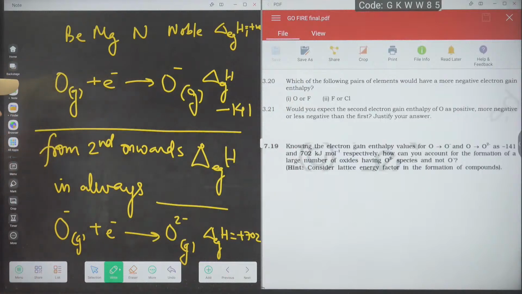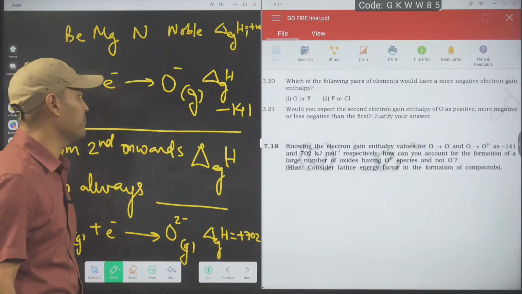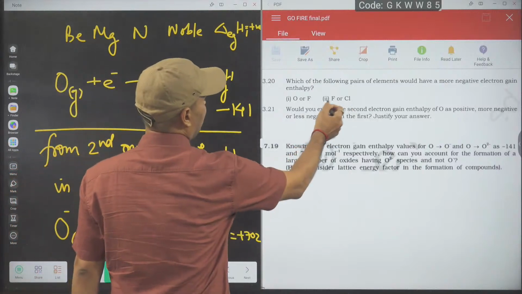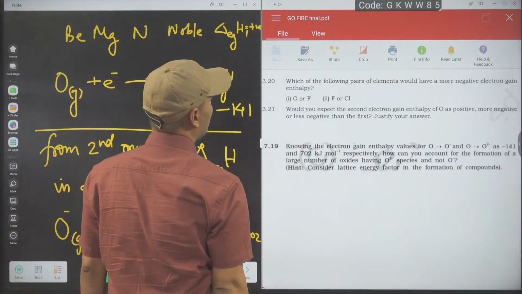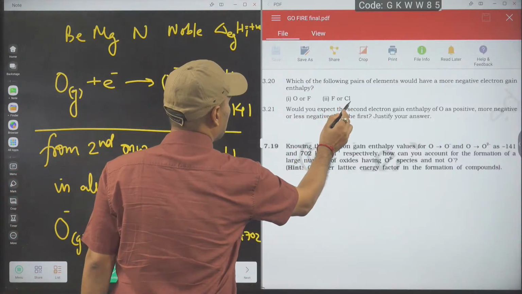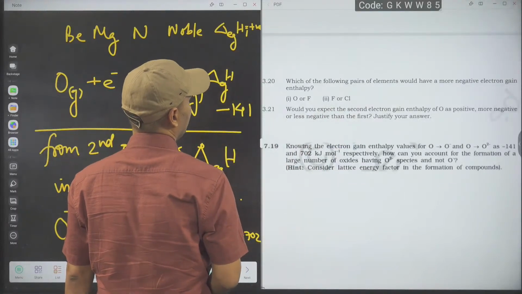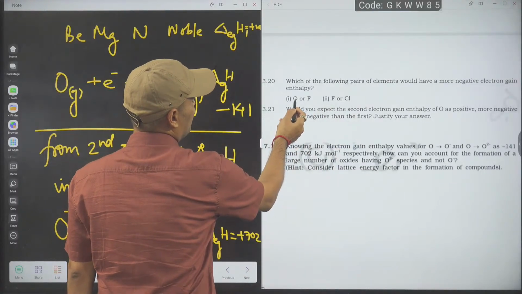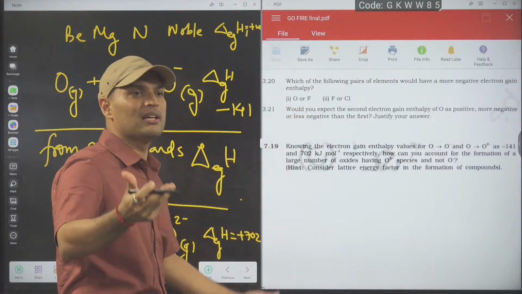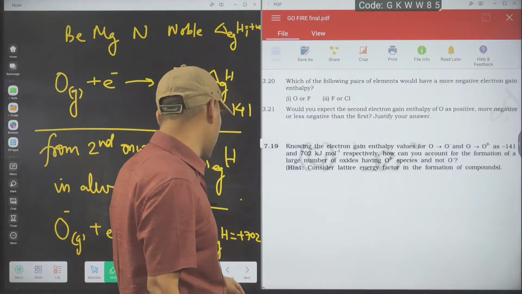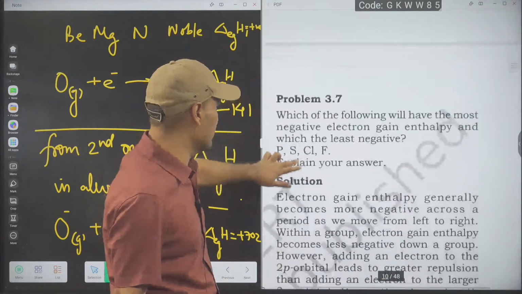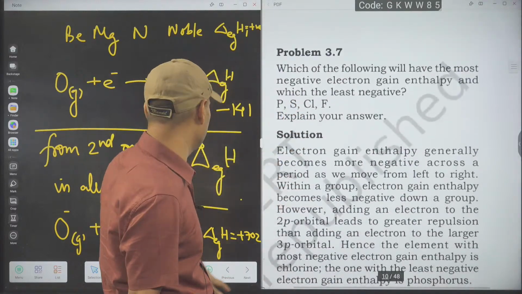Understood this point or not? Very very important. Can you tell quickly: chlorine, fluorine, whose electron gain enthalpy, whose electron affinity is more? Chlorine, correct? Okay, oxygen, fluorine: oxygen is minimum in its group, fluorine is more only. You can say chlorine max, fluorine second max.